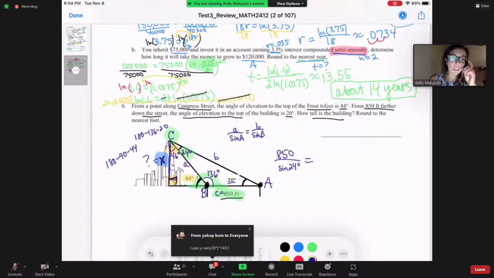Actually, if you solve for B, you could use the right triangle, but you'd have to get this distance here so that you'd be using the right triangle here. But it's more complicated, right? So you don't want to do that. So instead, we want to solve for A.